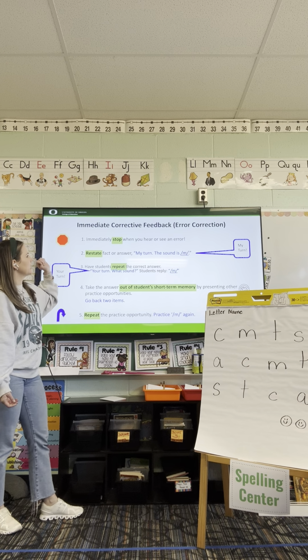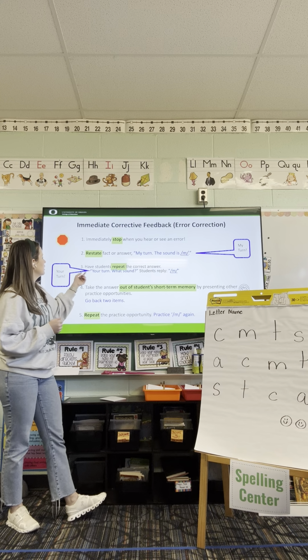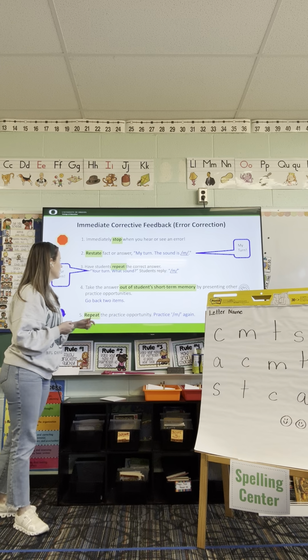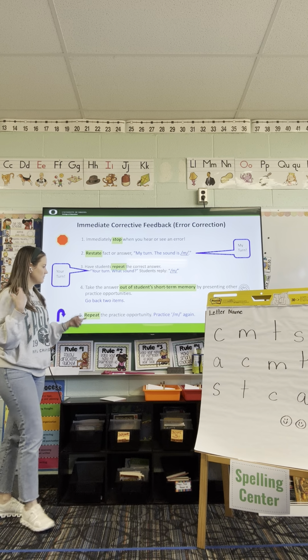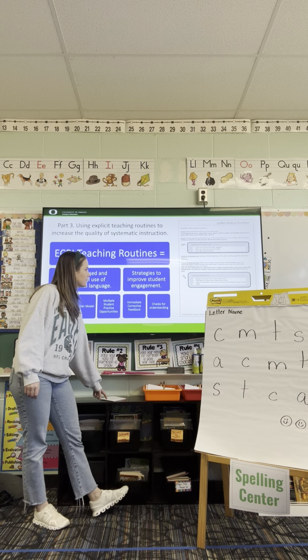So restating the answer, my turn, the letter is T. Your turn, the name, T, giving them an opportunity to practice, taking it out of their short-term memory, backing up to, and then repeating the practice again.